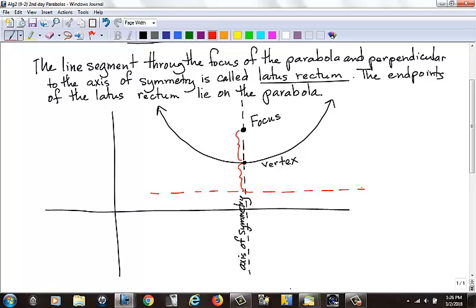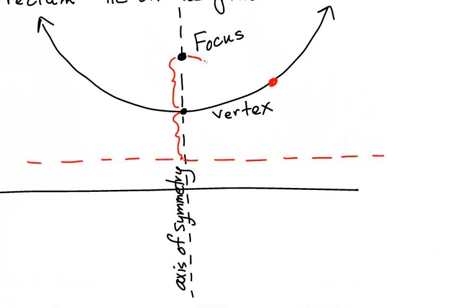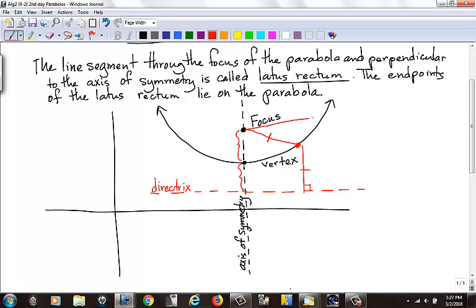Now, if we drew this correctly, every point on the parabola is equidistant from the focus and perpendicular to the directrix. Let's label this one the directrix. So this would be congruent to this. No matter where I draw that line, if I go from the focus to a point on the parabola, and from a point on the parabola perpendicular to the directrix, these are always congruent. Those two distances have to be congruent.